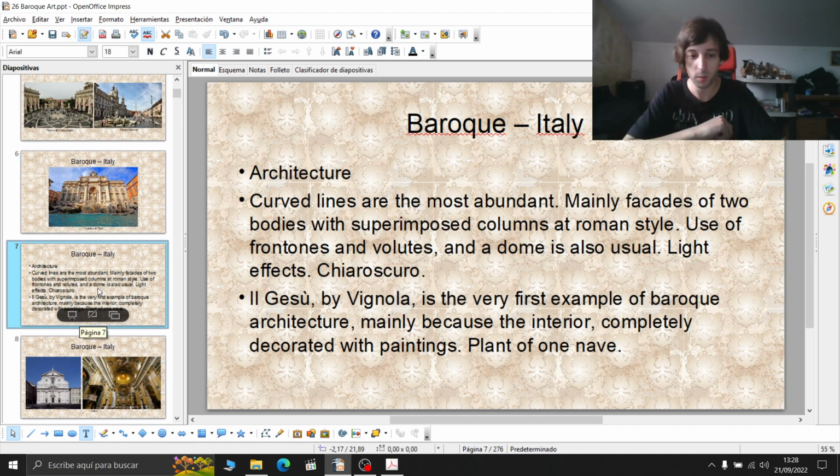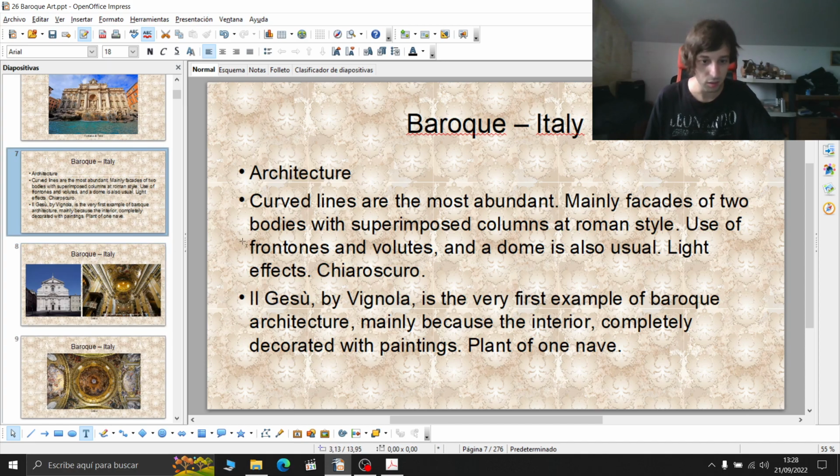Architecture. Curved lines are the most abundant. You will see this, it's just amazing. There is very interesting architecture here. Mainly facades of two bodies with superimposed columns in Roman style. Use of pediments and volutes, and a dome is also usual.